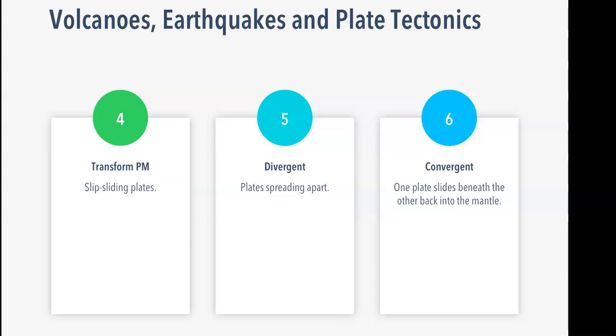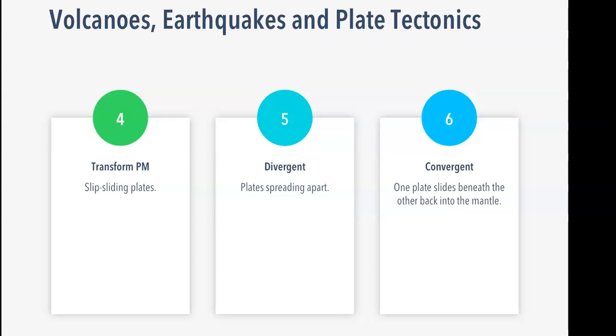Transform PM, I just ran out of room there, but it just stands for transform plate movement. Transform plate movement marks slip-sliding plates, such as California's San Andreas Fault, where the North America and Pacific plates grind past each other with a mostly horizontal motion. Divergent plates, on the other hand, are two plates that are spreading apart, as at seafloor spreading ridges or continental rift zones, such as the East Africa Rift.